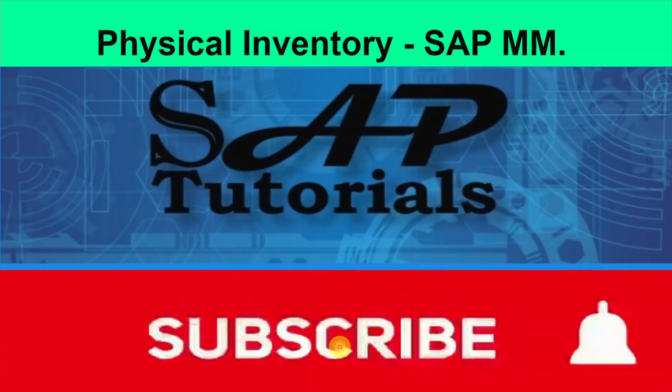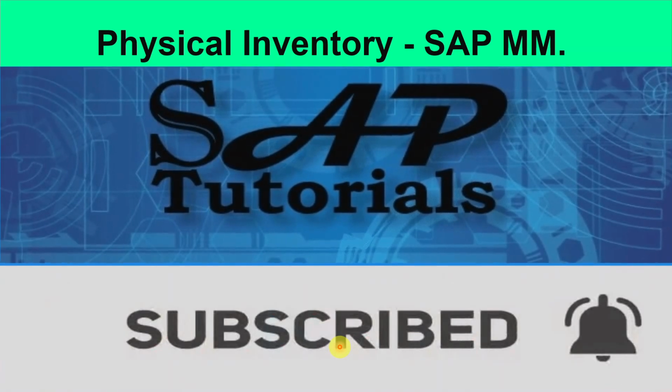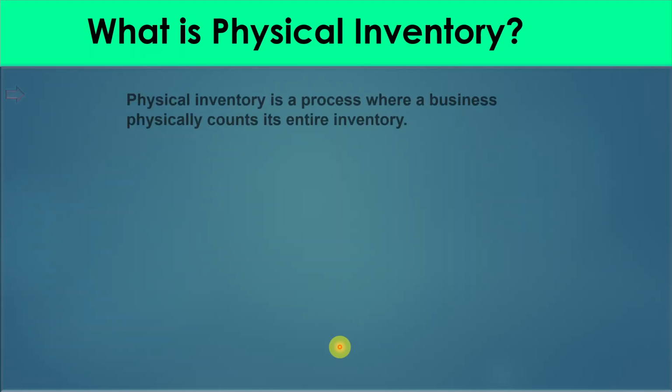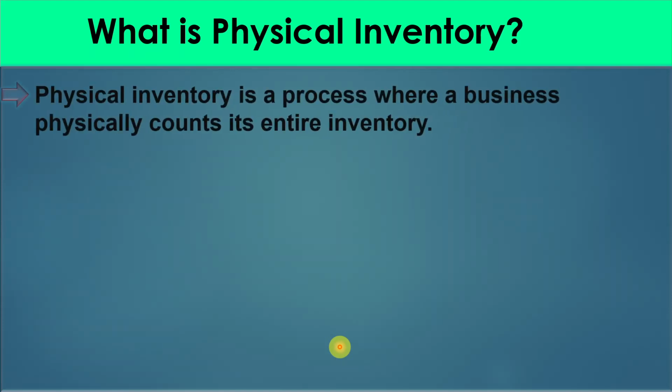And let's see today's topic, that is physical inventory. So what is physical inventory? Physical inventory is the process where a business physically counts its entire inventory. So first, what is inventory? Inventory is nothing but all available stock that exists for a particular material or group of materials. Also it's an asset and the altogether value of existing stock. So that is nothing but the inventory, and counting those stocks comes under physical inventory.